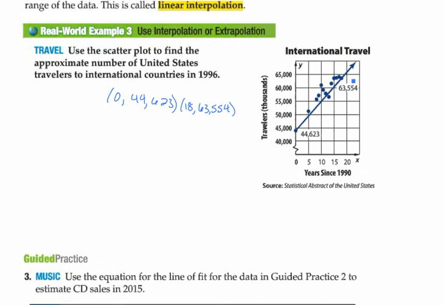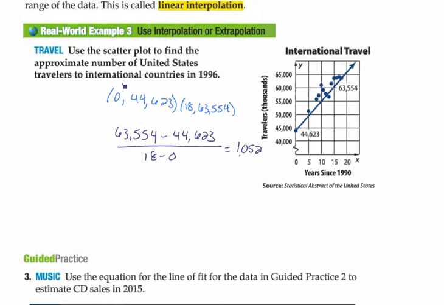so we know that those are really good points to use. We're going to find the slope, plug it into point slope, and figure out an equation, so then we can estimate that. So we're going to take our 63,554, we're going to subtract our 44,623. We're going to divide that by 18 minus 0. Okay, that's roughly around 1,052 new travelers per year. So there's our slope.